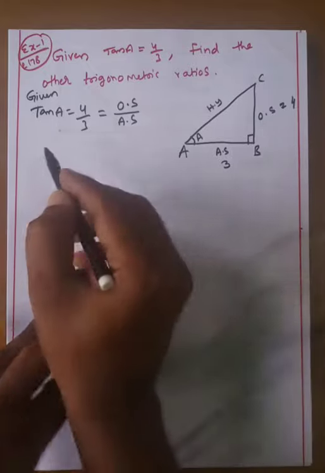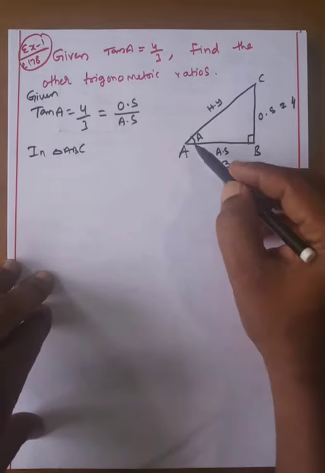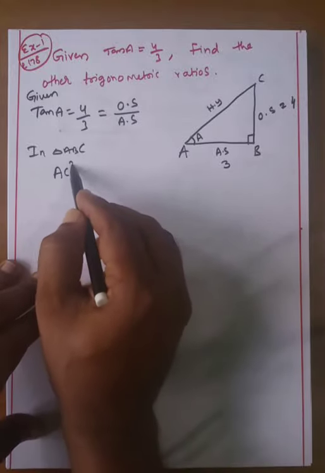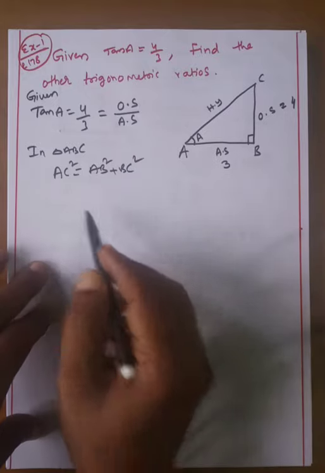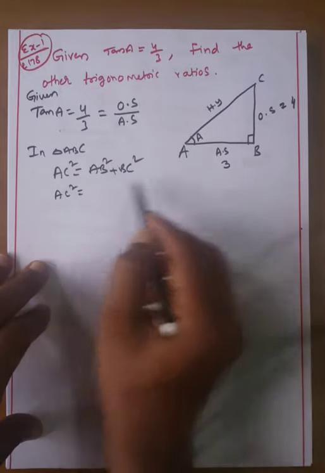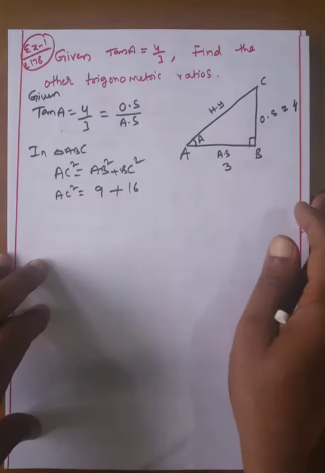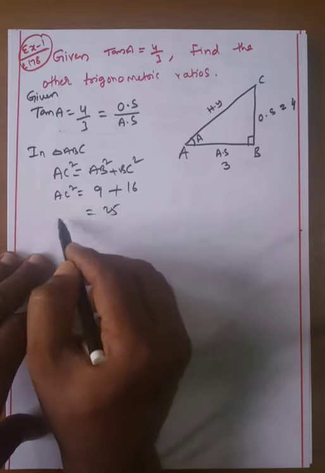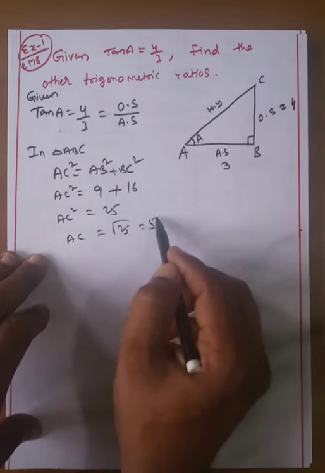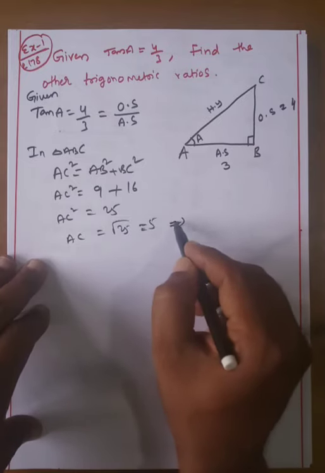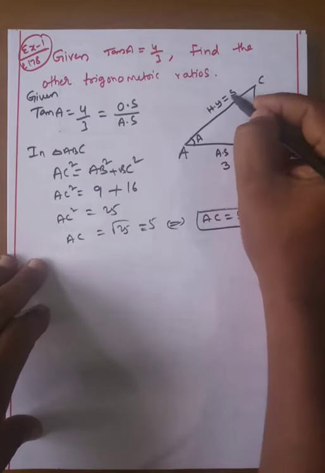Now in triangle ABC, what is the Pythagoras theorem? In triangle ABC, I want AC square. AC square is equal to, what is the formula? AB square plus BC square. This is the formula. Say yes or no? Now AC square equals AB square plus BC square, that is 9 plus 16, which equals 25. Now AC square is equal to 25. AC is equal to root 25, that is 5, my dear students. That implies AC is equal to 5, which means the hypotenuse is equal to 5.